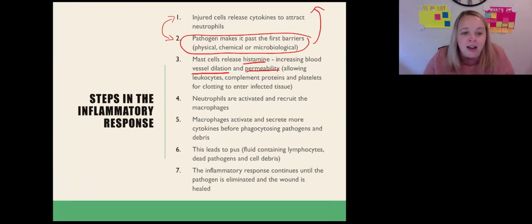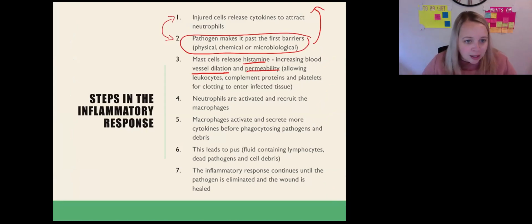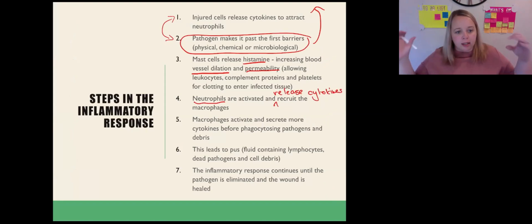And so this is where we start to attack them. At the moment it's just been all, oh no, something's gone wrong. Now we're going to start to attack them. So the neutrophils are activated, and they also release cytokines. So there's more cytokines. There's lots of different types of cytokines. They also release cytokines and recruit macrophages. So now you're starting to get these cells that are coming towards the wound.